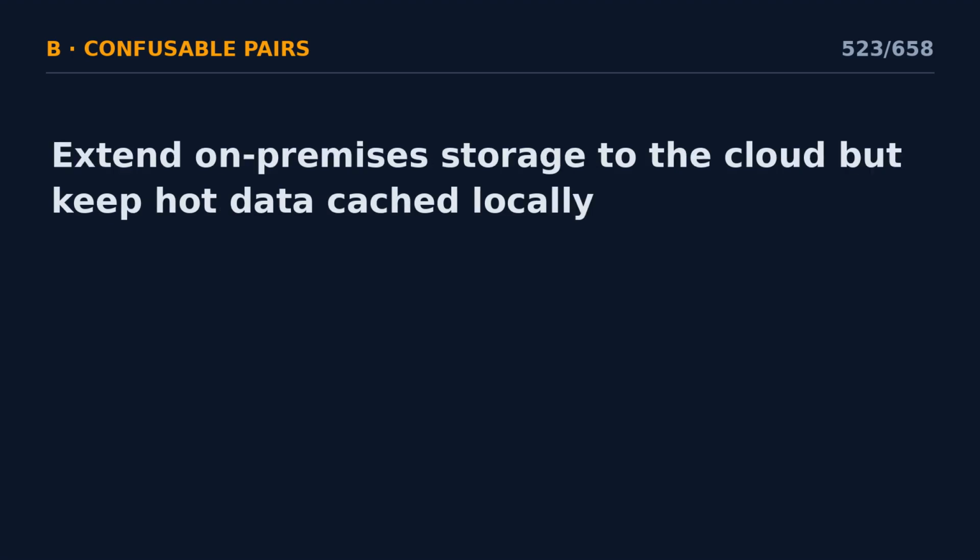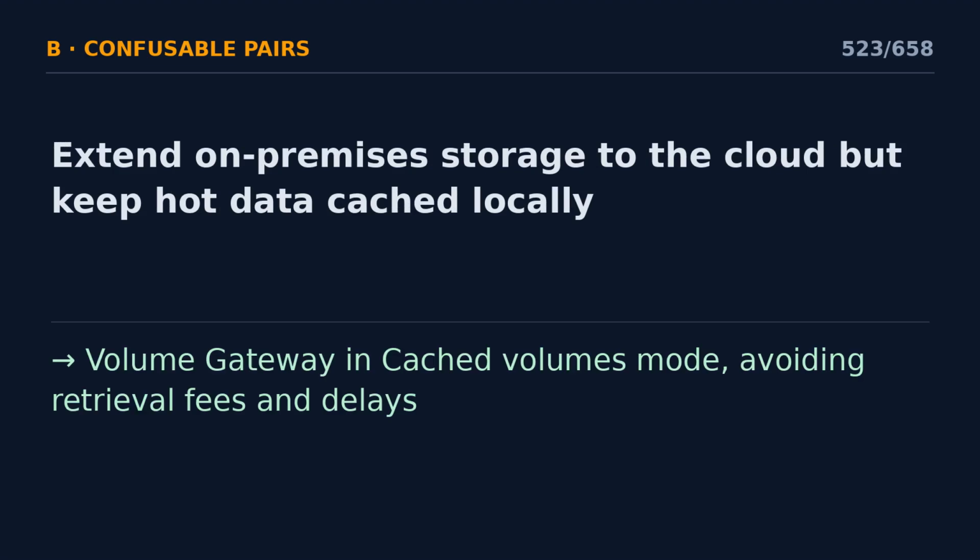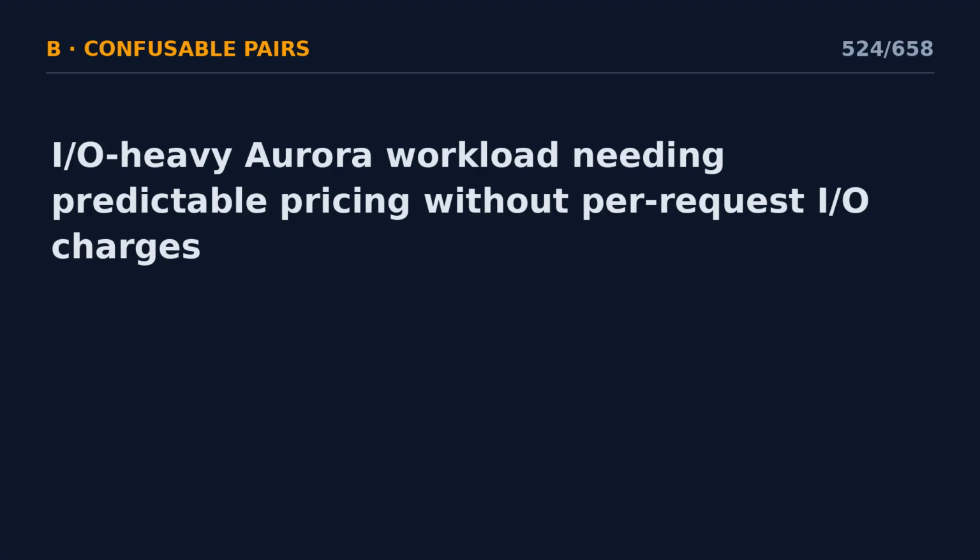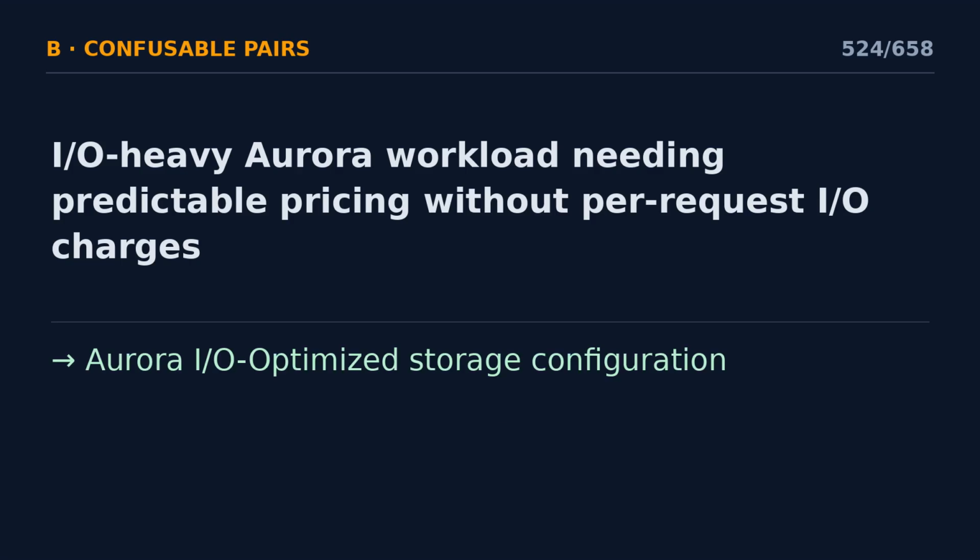Extend on-premises storage to the cloud, but keep hot data cached locally. Answer: volume gateway in cached volumes mode, avoiding retrieval fees and delays. I/O heavy Aurora workload, needing predictable pricing without per request I/O charges. Answer: Aurora I/O-Optimized storage configuration.